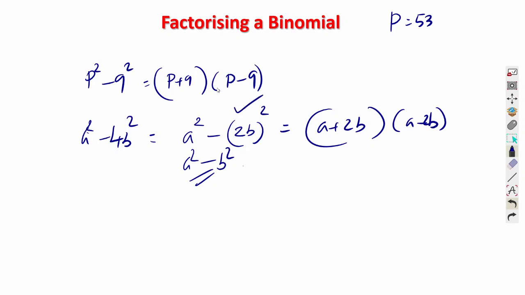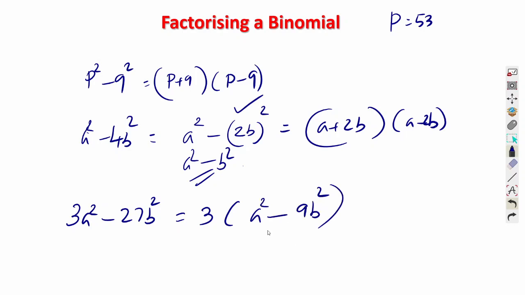To write this, we practiced factorizing the binomial. I will take one more example from your textbook. 3a square minus 27b square. This has been given for you to do. So you have to convert that into such a form that you can apply a square minus b square. 3 cannot have any a square, so we will take the 3 out. Then we'll write a square minus 9b square. See, it became almost in the format of a square minus b square.